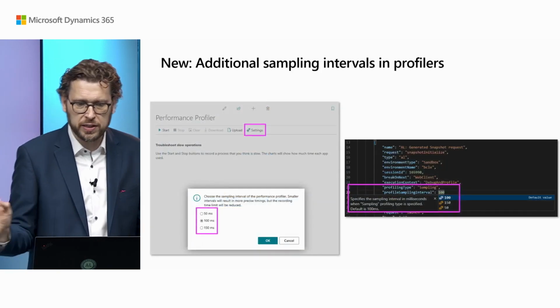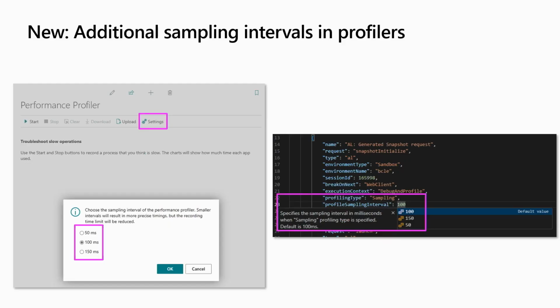And in this release, we are giving you the option. So the default for now has been 100 millisecond. We're now giving you the option to go a little lower than that, 50 millisecond, or higher, 150 milliseconds. So that can give you more granularity to see smaller operations, or to limit the amount of data and only focus on the large, where time is spent, basically.